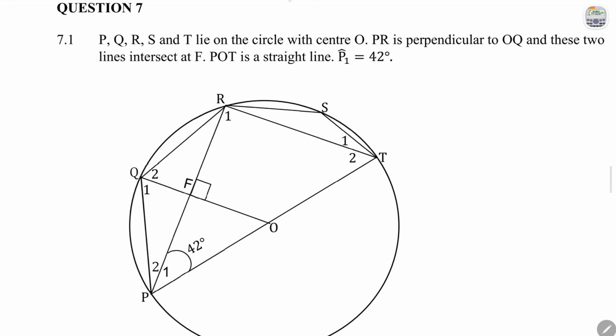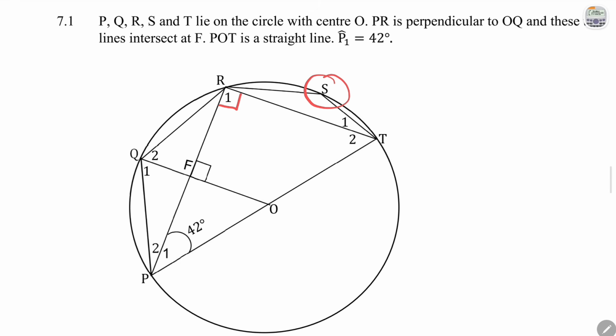Next question B says find the size of angle S. So remember that angle R1 is now 90 degrees. To find angle S, which is at the circumference, we need to apply rules about angles at the circumference. But you notice that angle S is supported by RT. You can say the chord RT. You can also say the major arc RT. Now, we don't really have any other angle that is also being supported by this major arc. So we can't really apply rules about angles in the same segment, or even angle at the center is twice the angle at the circumference.